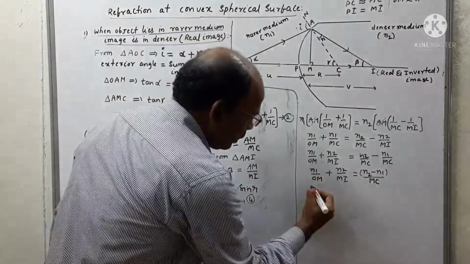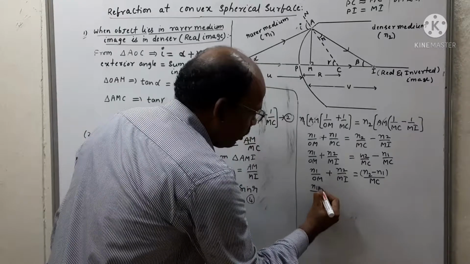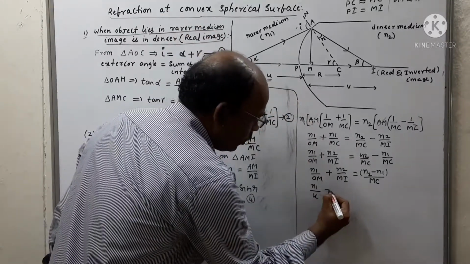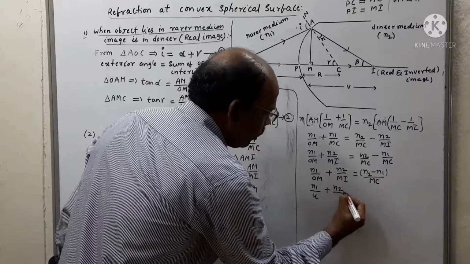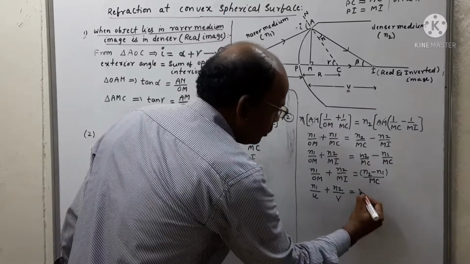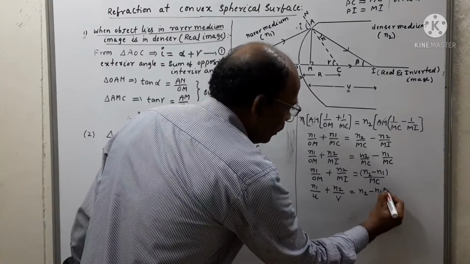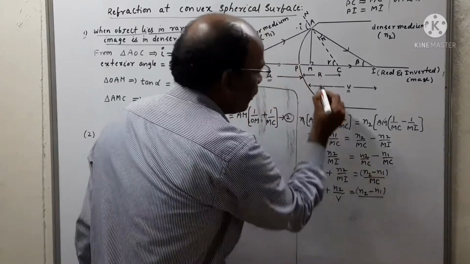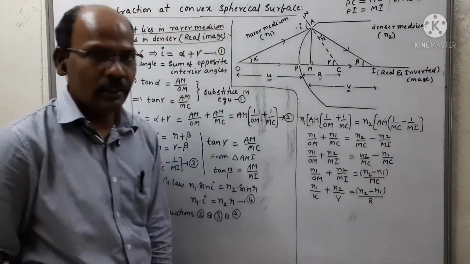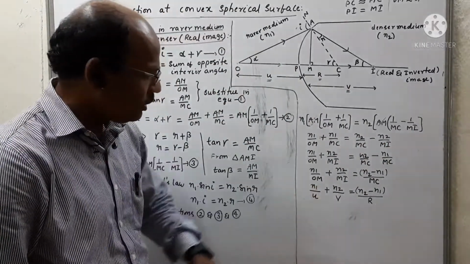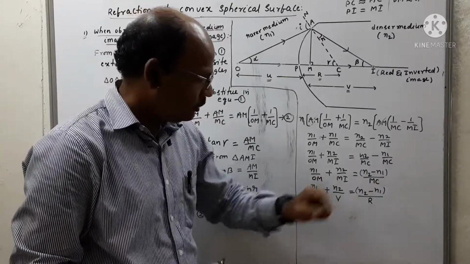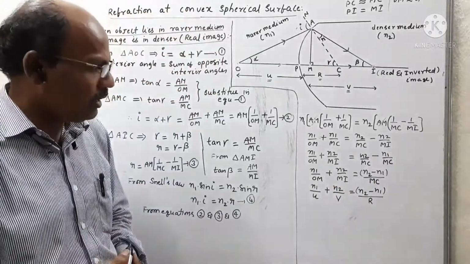These assumptions are made such that if the lens is very thin, then we can apply the sign convention. Or we can write this as N1, OM meaning object distance U, plus N2, MI meaning image distance V, is equal to N2 minus N1, MC meaning R. So this is the relation. N1 by U plus N2 by V is equal to N2 minus N1 by R.